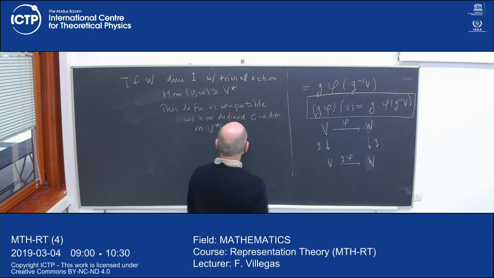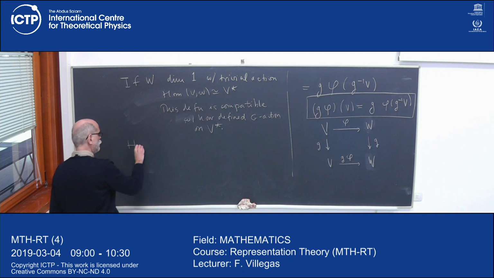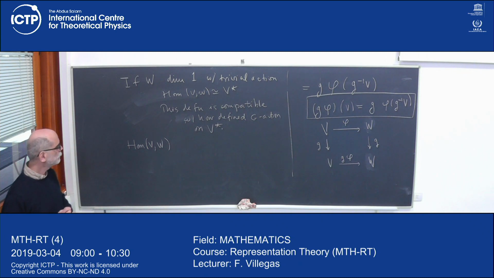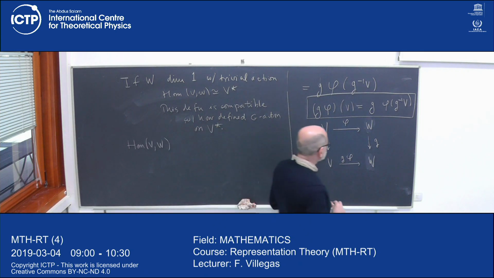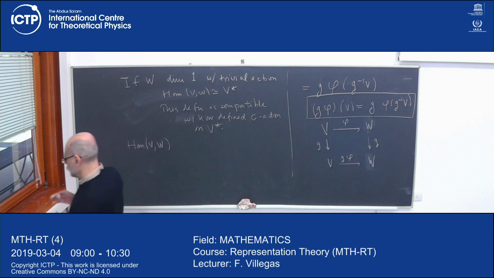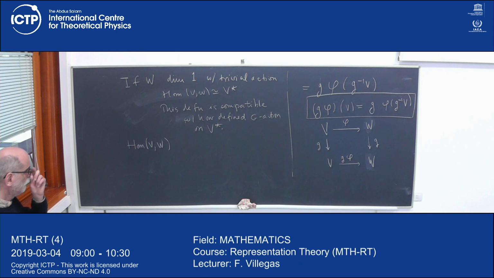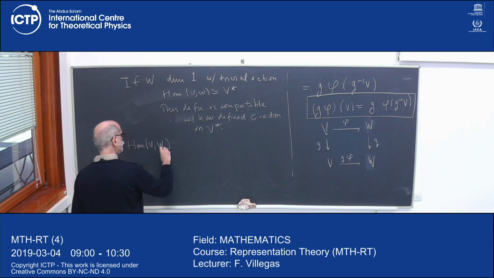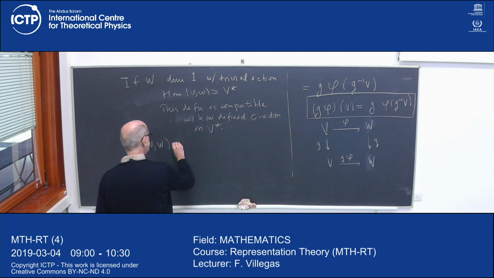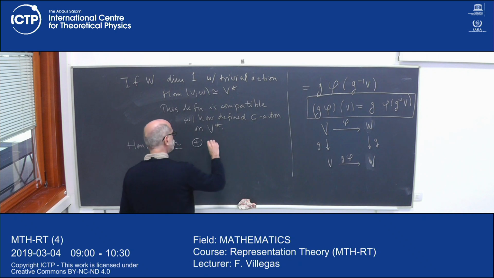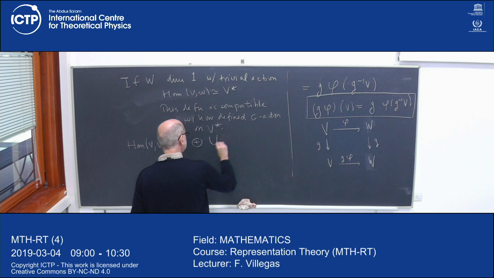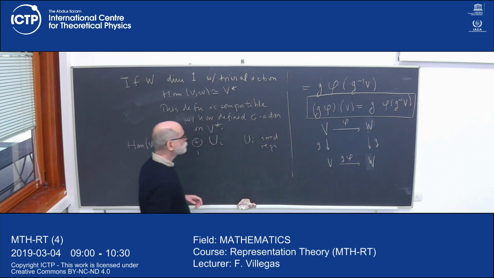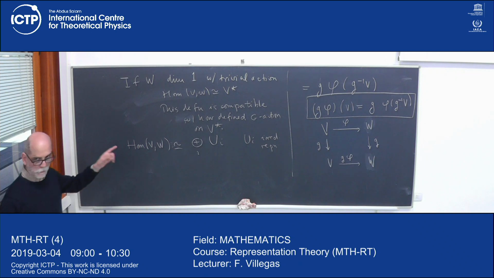Now, with some pains, we can talk about Hom of V to W as a representation, if V and W are representations, in a natural way. We want to define things in a way that everything is compatible with natural maps between things. So this, because it's a representation, is isomorphic to, well, we haven't proved it, but we will eventually, a sum of irreducible representations U_i. And we'll be interested in decomposing this.